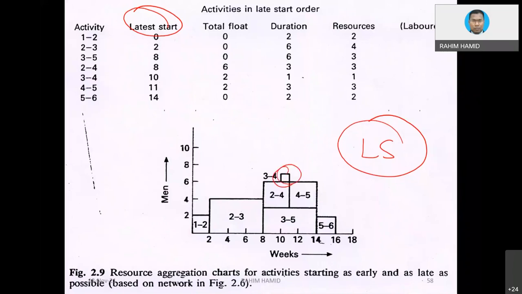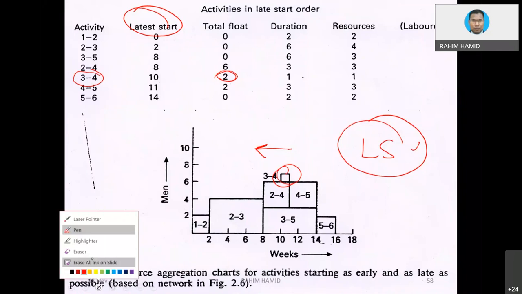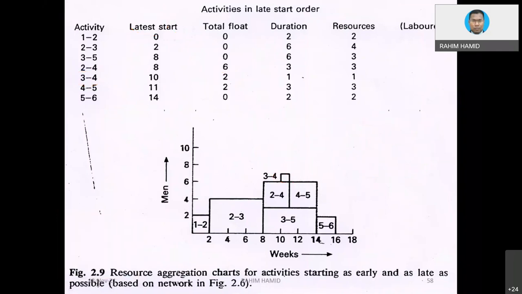In order to adjust that bump there, activity 3-4, take a look at this. What is the total float? Only 2. If we are using late start, it means we can push the activity to the left only, because we cannot push it to the right, as this is the latest start date. If we want to push this activity 2 more days, which is the total float, we can push it to the right, to here or even here. It looks like not much difference. Perhaps how about the other activity?